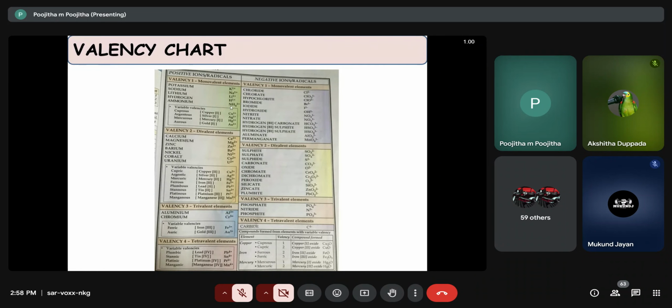Ma'am, are there any more positive radicals? No, only this. In the lab, ammonium hydroxide is a weak alkali. Other alkalis are all alkalis of metal hydroxides only, like potassium hydroxide, sodium hydroxide, magnesium hydroxide. So they're all just ions, not a radical. Okay. Now moving on to valency of -1.